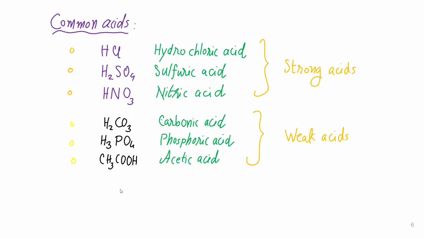H2CO3 is carbonic acid. H3PO4 is phosphoric acid. CH3COOH is acetic acid. And what are they? They are called weak acids. So try to memorize these names.